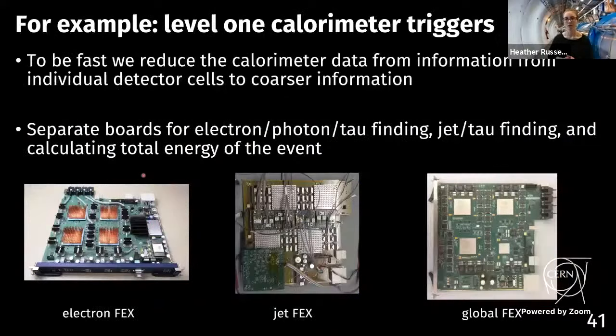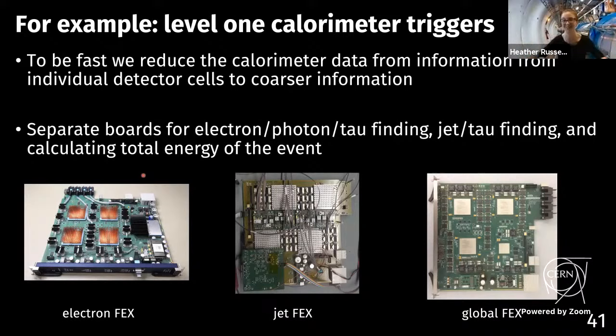We can take a closer look at the level one calorimeter trigger system itself, because I just talked about electrons. There's a whole bunch of different types of objects that we want to get from the calorimeters, and electrons are only one of them. Now, the first step of actually making this isn't finding the electrons, but taking the data off of the detector and sending it to the boards. And we can't send information from every single detector cell. It's just far too much. We wouldn't be able to have enough cables to plug in to send it all.